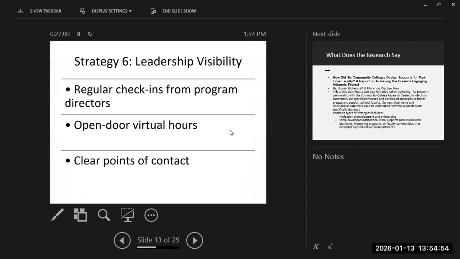And strategy 6, leadership visibility, regular check-ins from the program directors. And I think we all do this, just checking in to make sure they don't have any questions or they don't need any extra support. And then I do think that we need to look at, can we make their lives easier, more so than we're even already doing? Are there things that we can do to take a little bit of a load off of them, since we do realize that their pay is not great and that we are asking them to do more than what we're paying them to do. Open door virtual hours, clear points of contact.